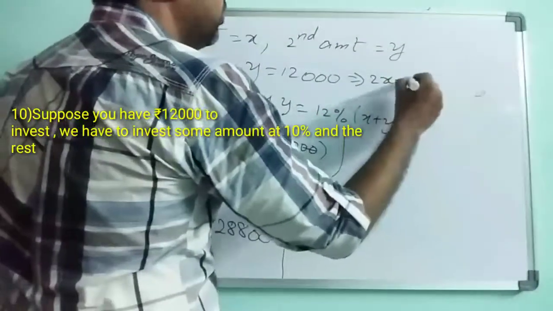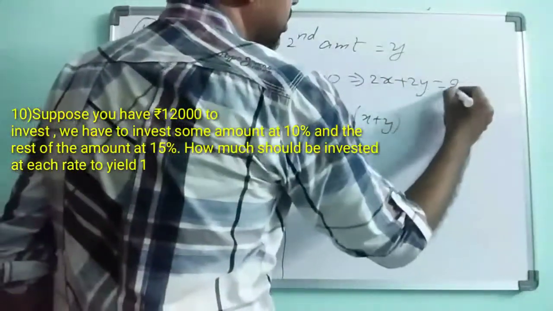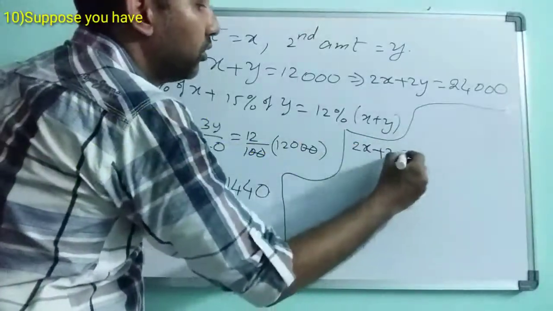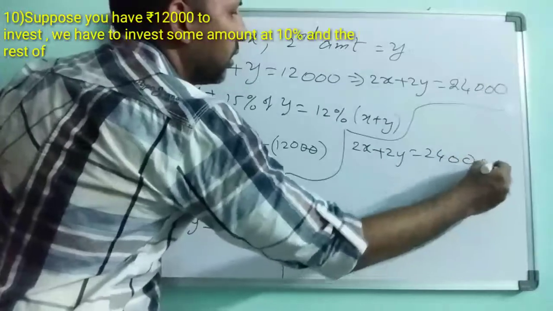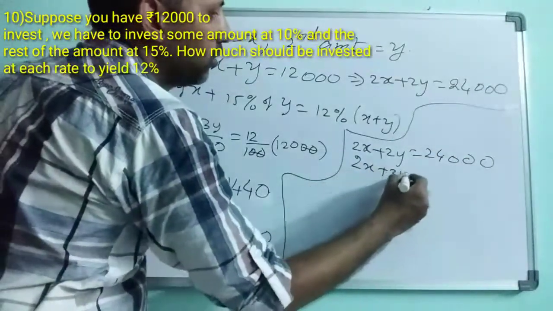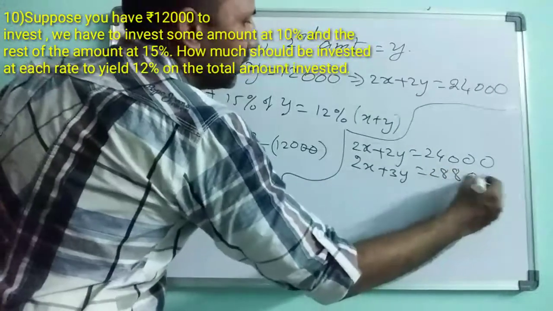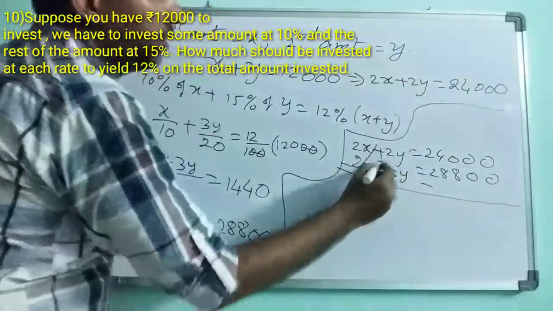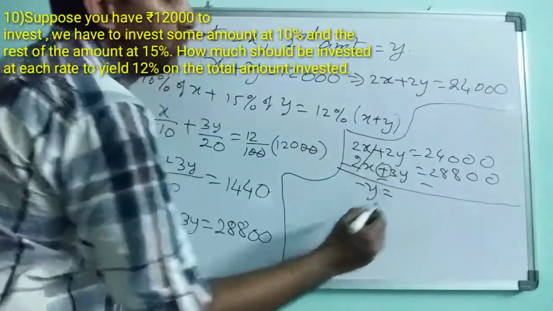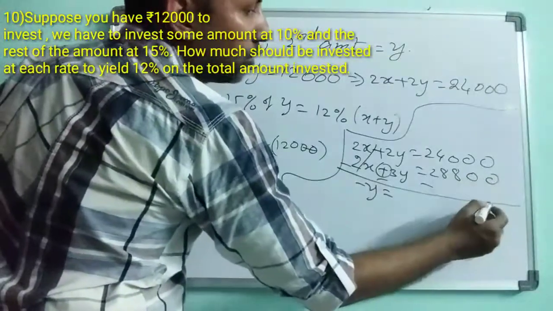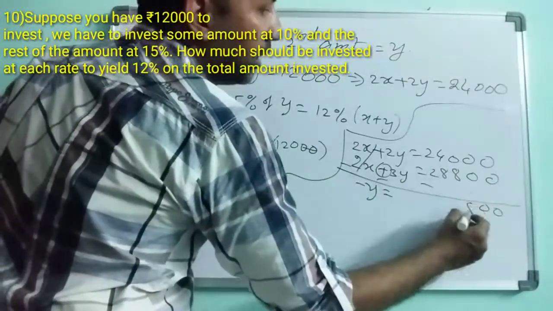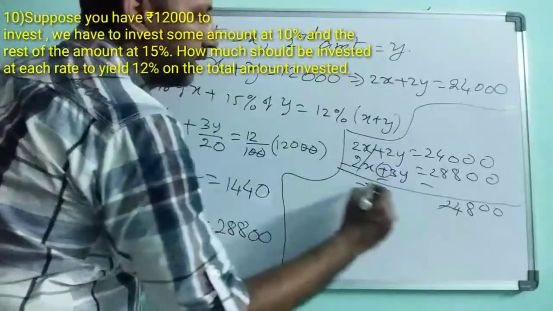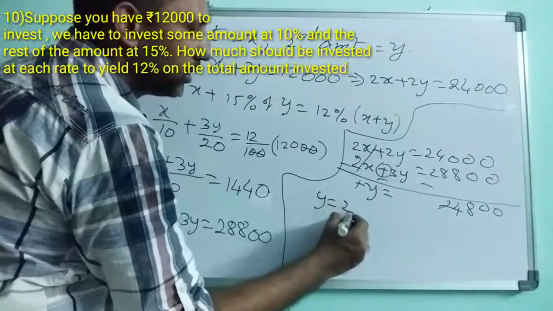2x plus 2y is equal to 24,000. And 2x plus 3y is equal to 28800. Subtracting, 2x cancels, and 2y minus 3y is minus y. This is a bigger number, so 8 minus 4 is 4. The minus cancels, so y is equal to 4800.